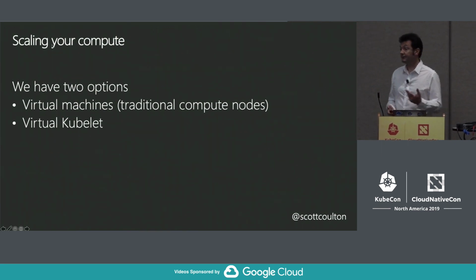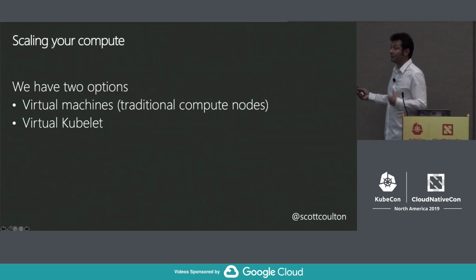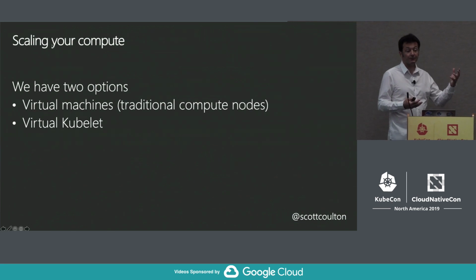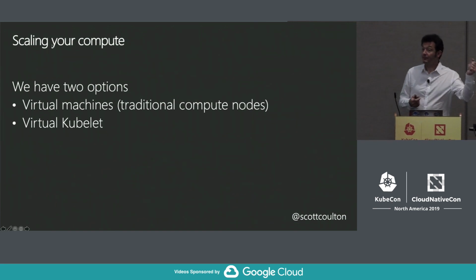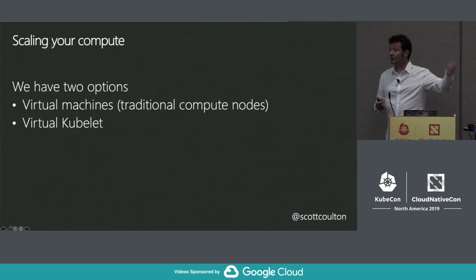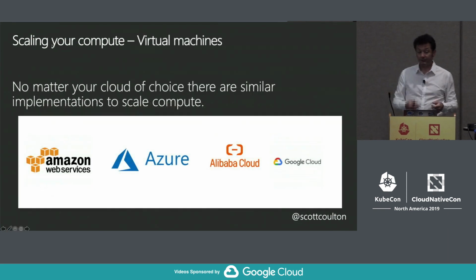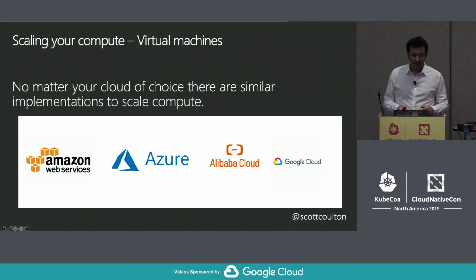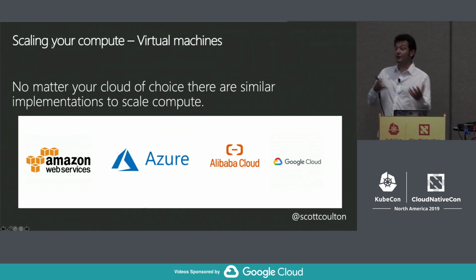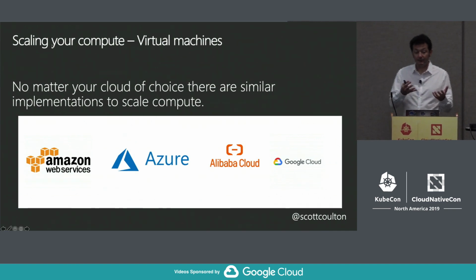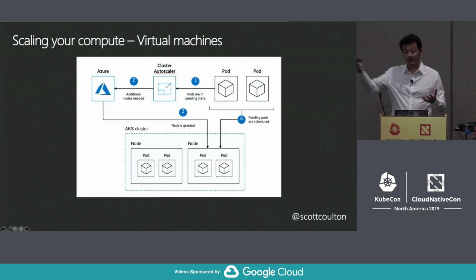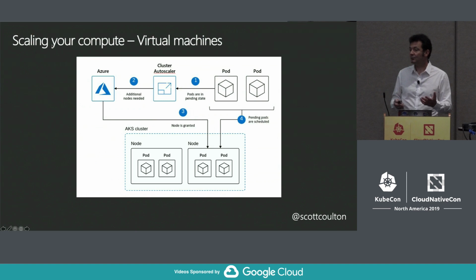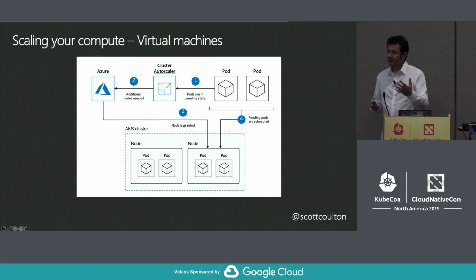So to scale your compute with virtual machines, for many cloud providers, there are some implementations of what is called the cluster autoscaler. When you schedule your pod, if there's no more capacity, you can configure the cluster autoscaler to automatically add some new nodes to your cluster in Azure, for example. That would be the Azure implementation. And then once the node has been added to the cluster automatically, the pods can be scheduled on that node. So that's a pretty simple way of doing that.